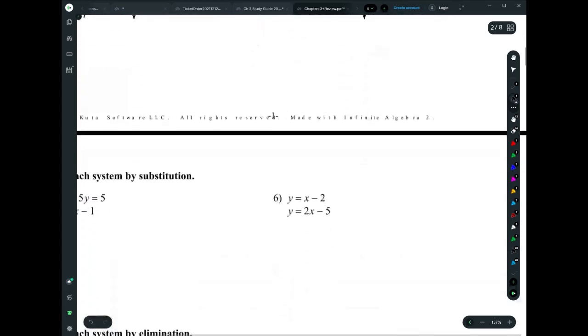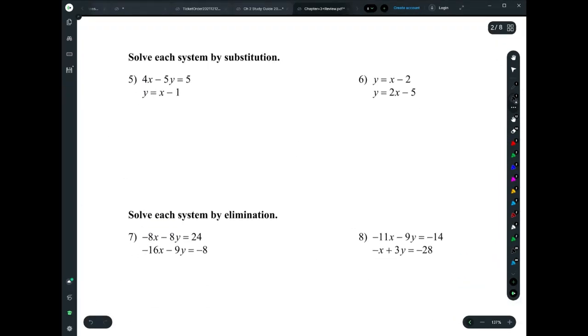Moving on, solving by substitution method. Remember that basically you're just plugging this, so y is equal to x minus 1, into y above. So you're going to have 4x minus 5, quantity x minus 1. Don't forget the quantity bit, which is going to be 4x minus 5 plus 5 equals 5.